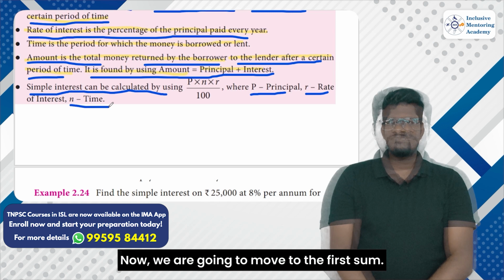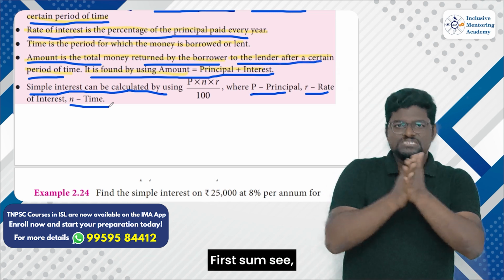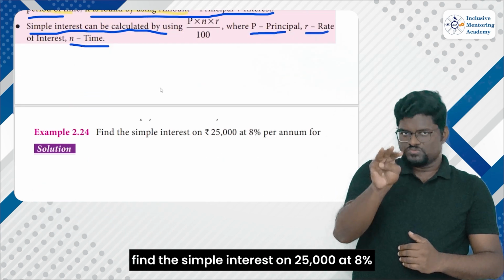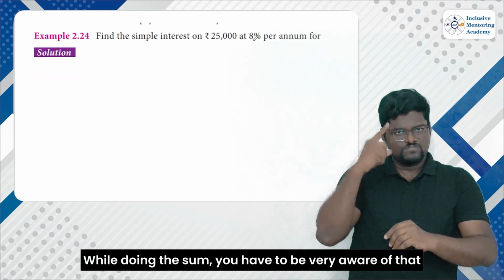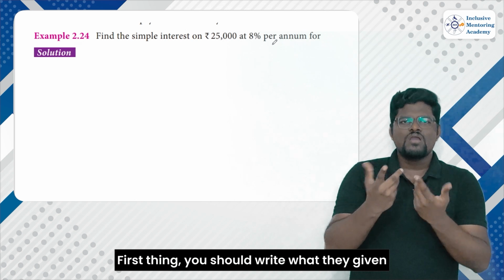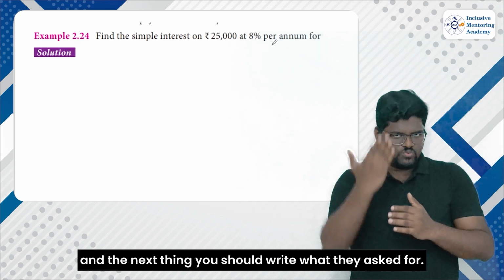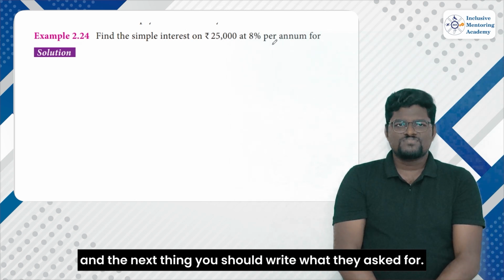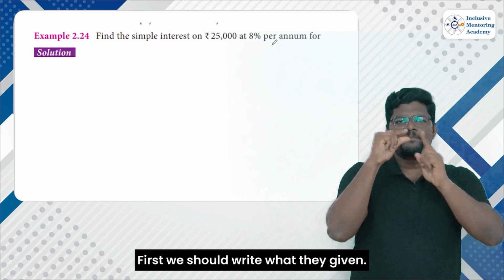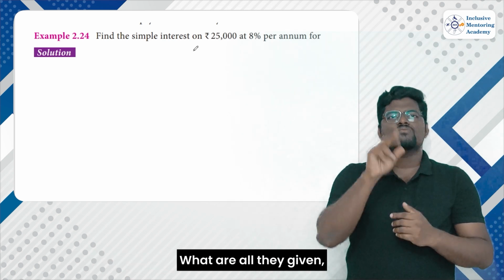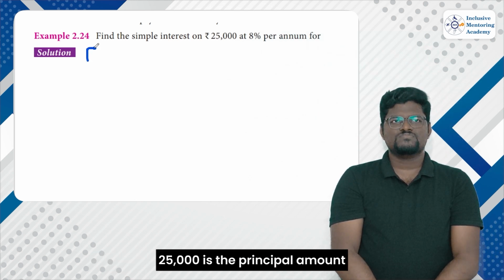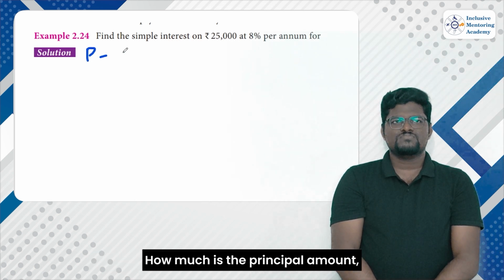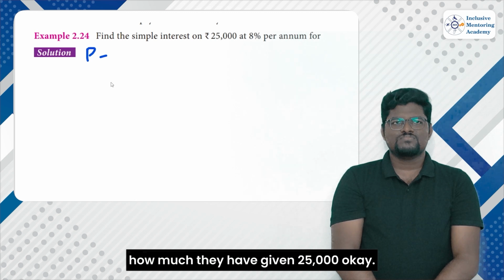Now we are going to move to the first sum. Find the simple interest on 25,000 at 8%. While doing the sum, you have to be very careful. First you should write what they have given, and next you should write what they asked. First, they gave the principal amount, 25,000.